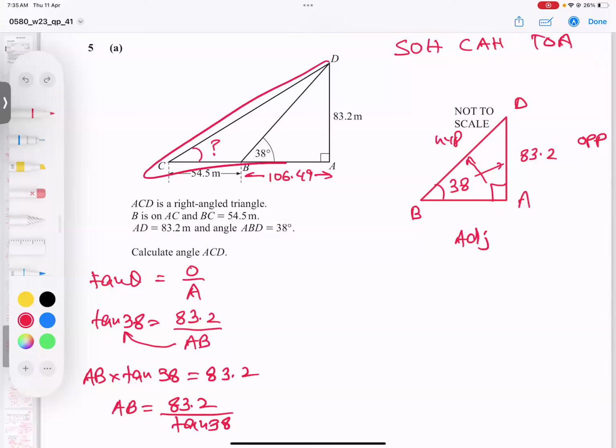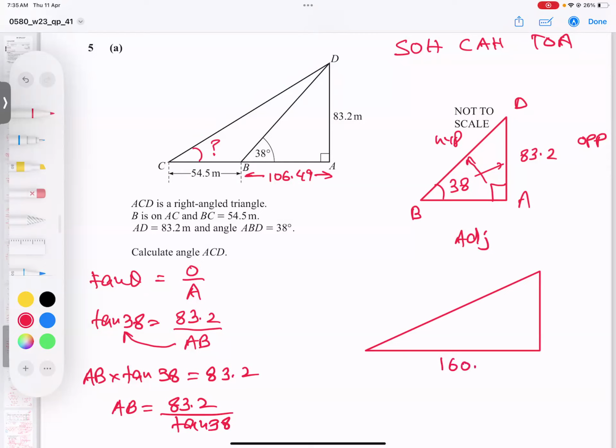Okay, I'm going to make a big triangle now. So have a look now. If I add this gap and this gap, it turns out to be 160.99. And this letter is C, this letter is A, and this letter is D. And this distance we have already, 83.2. And this angle is my task. I think the game is over.